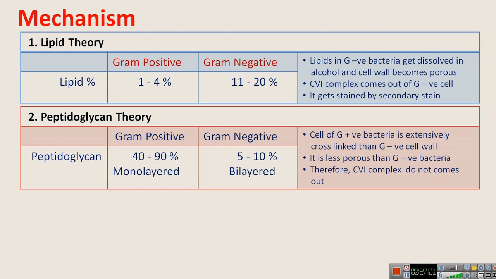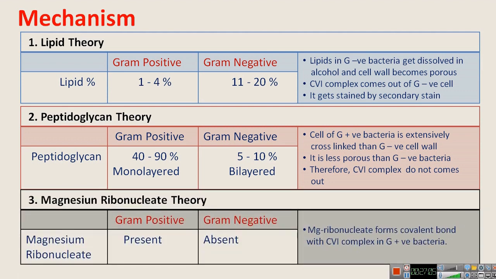The third theory that is proposed to explain the mechanism of gram staining is the magnesium ribonucleate theory. According to this theory, the difference between the cell wall of gram-positive bacteria and gram-negative bacteria is with respect to magnesium ribonucleate. In a gram-positive bacterial cell, magnesium ribonucleate is present, but in a gram-negative bacterial cell, that magnesium ribonucleate is absent.